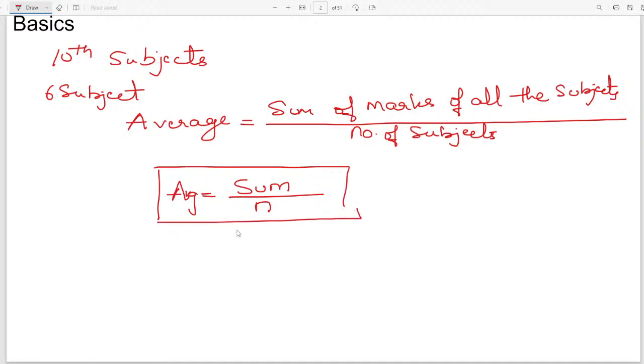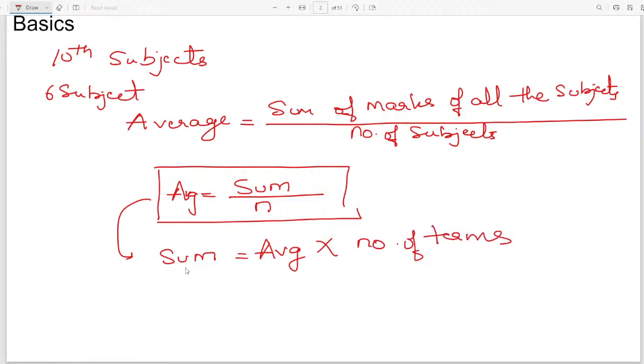The other formula comes from this itself: the sum of all the marks or all the items is equal to the average multiplied by the number of terms. This formula is from the first formula itself, that average is equal to sum divided by n. N is the number of terms, and then sum is equal to average into number of terms.